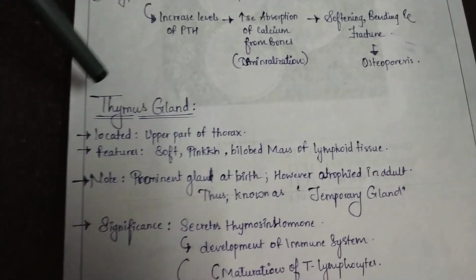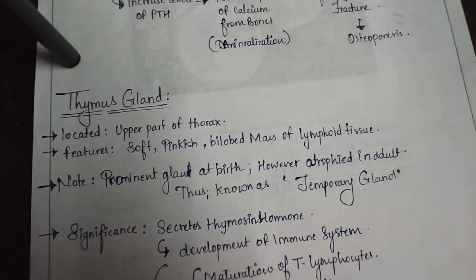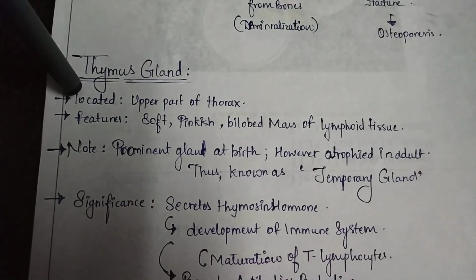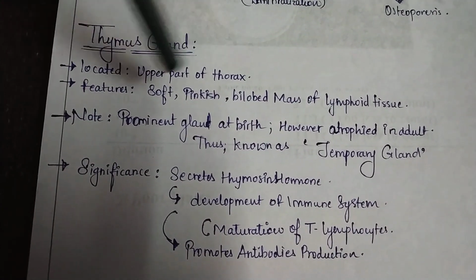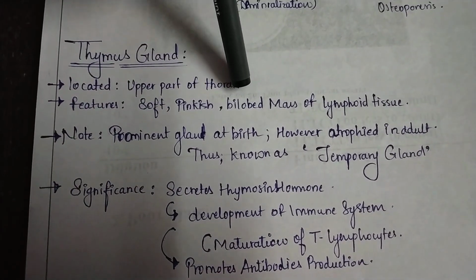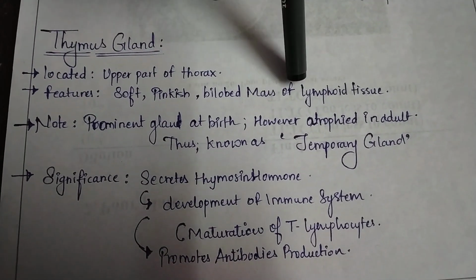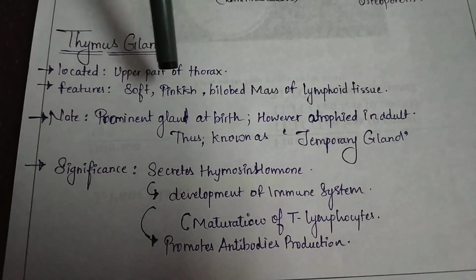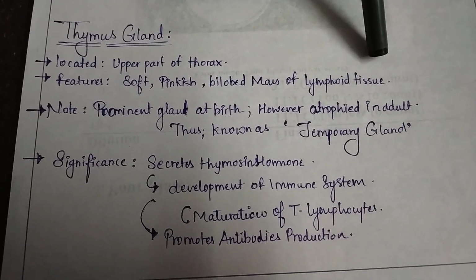Okay, now this thymus gland, a very small description has been given of your thymus in your textbook. Carefully listen to it. Thymus gland is basically located in the upper part of the thorax. You all know what is the meaning of thorax. The features that it has: it is a soft pinkish bilobed, bilobed meaning having two lobes, mass like structure or mass of your lymphoid tissue. Again I'm repeating, it is soft pinkish bilobed, that is having two lobes, mass of your lymphoid tissue.